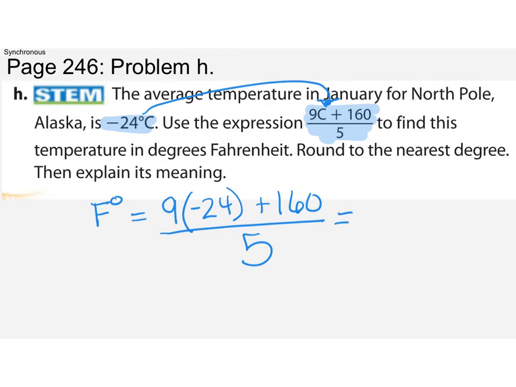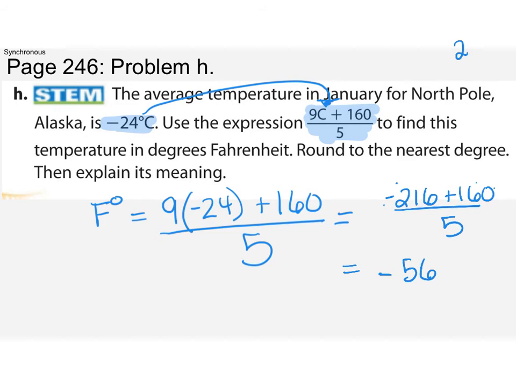Now I'm going to go ahead and multiply that. Okay, when I multiply 9 times negative 24, I get negative 216. And then I have to add 160 to that, divided by 5. My signs are different. I have positive 160 and a negative 216. That means I subtract, right? Because I'm becoming more positive here. So it would be negative 56 because there's more negatives.